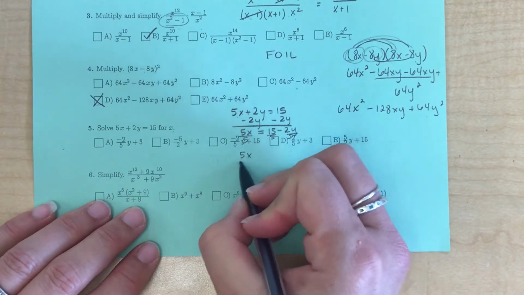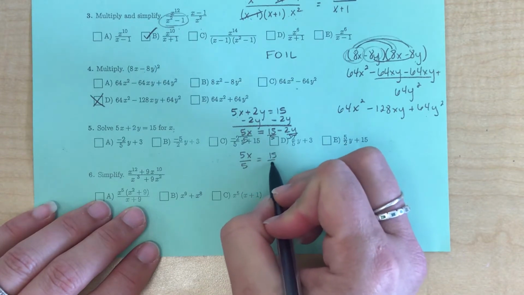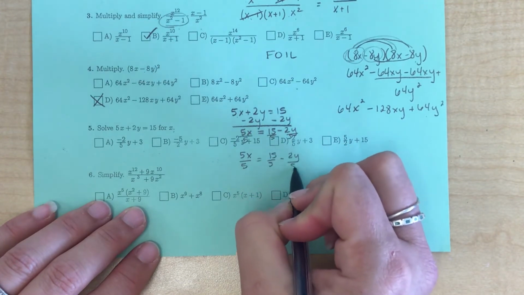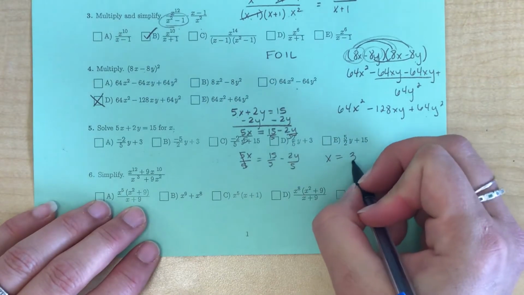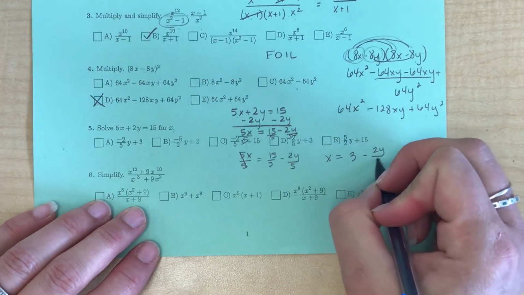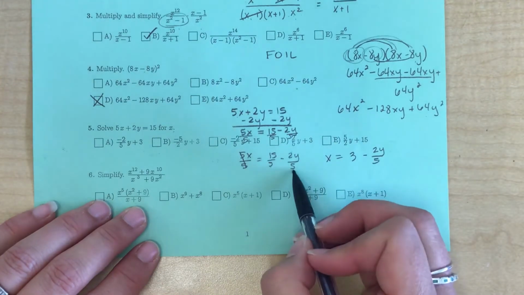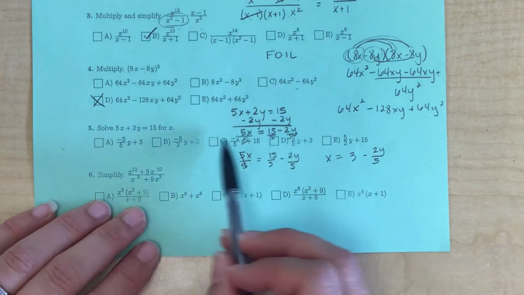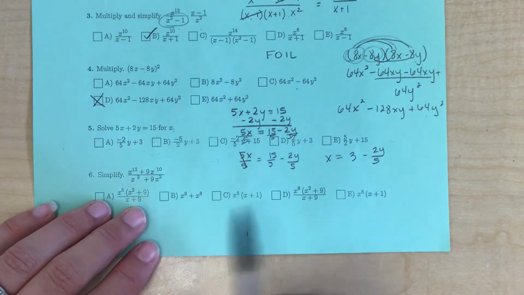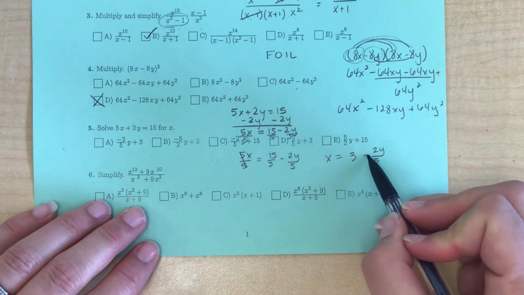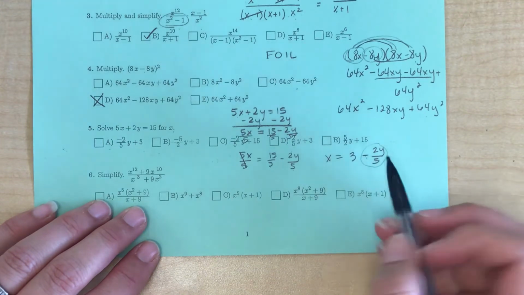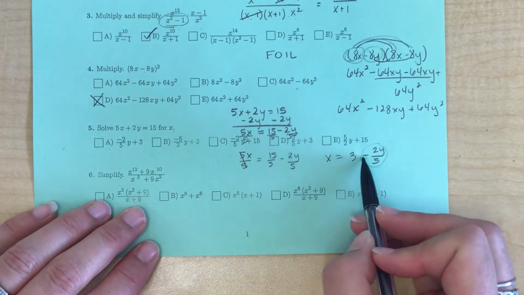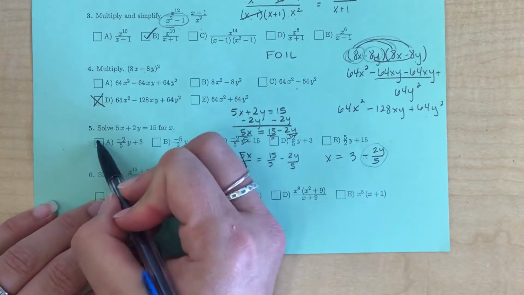So here, let me rewrite it down here. 15 divided by 5 minus 2y over 5. So those cancel. I have x equals 15 divided by 5 is 3 minus 2y over 5, because this doesn't simplify to anything. So now it's just a matter of looking at my answer choices and trying to figure out which one that is. Notice that this right here is negative 2/5 y, because of the minus sign in front. So your term always takes the sign that's in front of it. So the correct answer here is A.